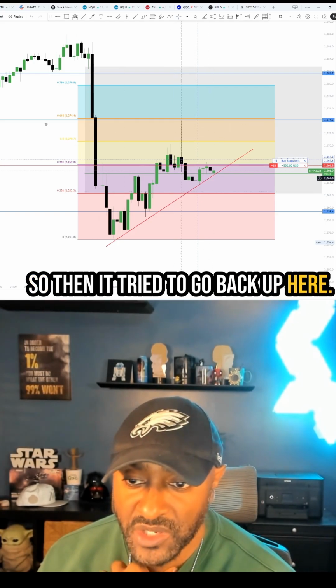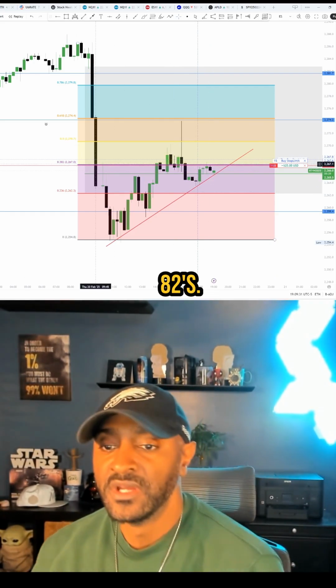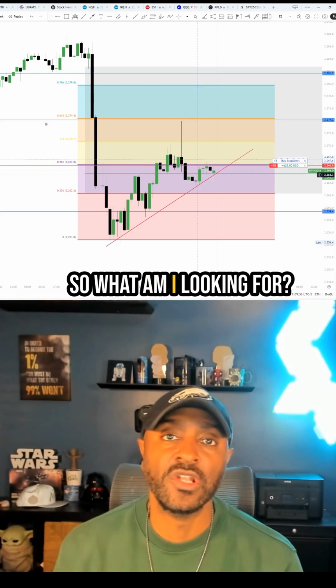So then it tried to go back up here. So now I'm shorting it right now from the 382s. It is under the 382s, it tried to get above the 382s, and it broke down. So what am I looking for?